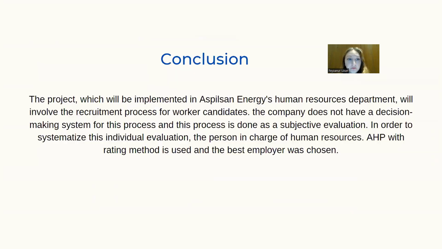That is the result. As a conclusion, the project which will be implemented in the Aspisen Energy Human Resources Department will involve the recruitment process for worker candidates. The company does not have a decision-making system for this process, and this process is done as subjective evaluation. In order to systematize this individual evaluation, the person in charge of human resources uses AHP with the rating method, and the best employee was chosen.